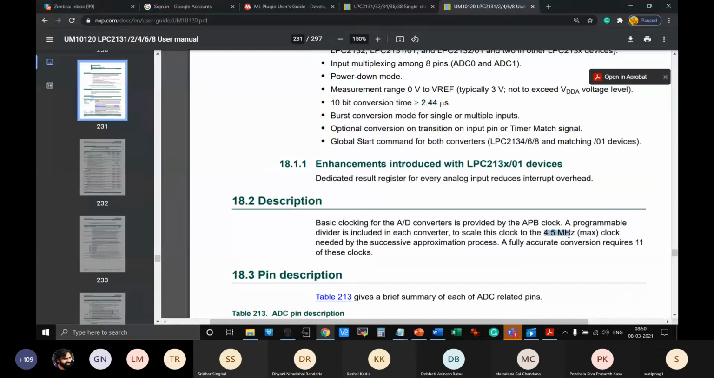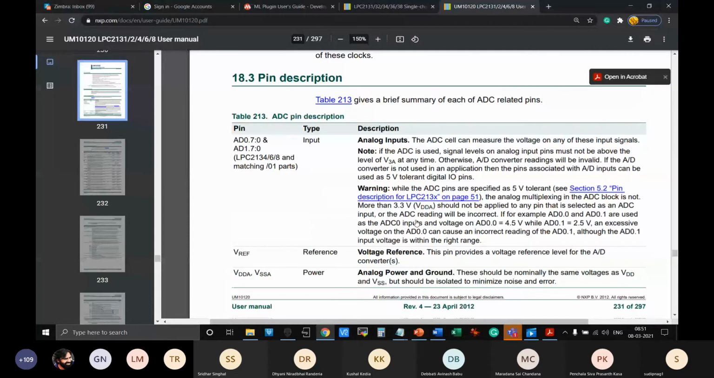Now there are some pins associated. So these are the hardware connections. From the pin diagram, you will be able to find these particular pins in your pin configuration diagram. There are some ADC input pins which are multiplexed with GPIO and other functions. And these are all in the analog input category.